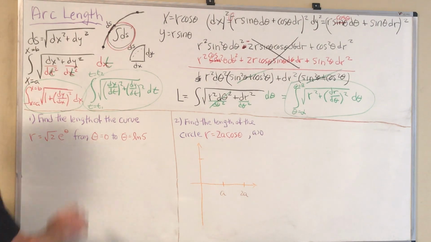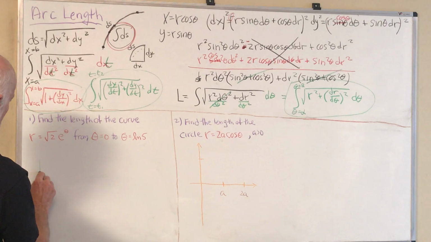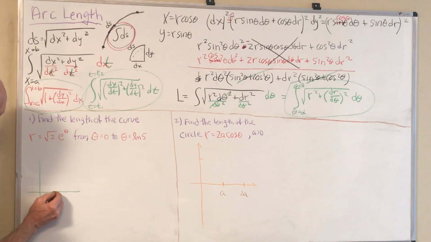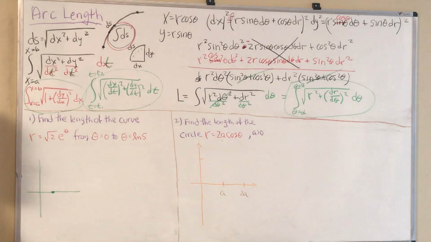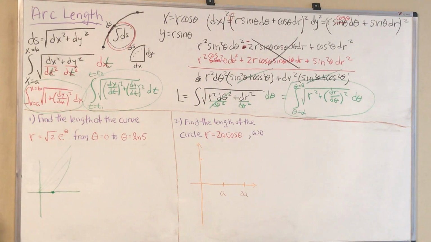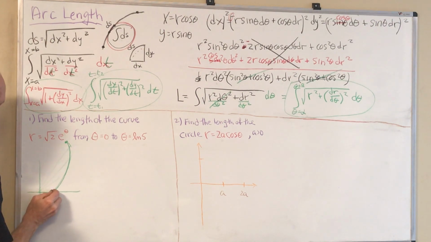Okay, so let's try it on a couple of examples. Find the length of this curve. Well, this curve in general is kind of a cool curve. We don't have room to really plot it. But when theta is 0, you get the square root of 2. As theta gets bigger, e to the theta gets quite a bit bigger. So the radii start out at the square root of 2, but they keep getting bigger as theta gets bigger. So it starts spiraling out, and it keeps going around in a circle, and the radius gets bigger and bigger. But we're only going to the natural log of 5. So we're not going all that far, and we're finding the length of the arc from here to here.